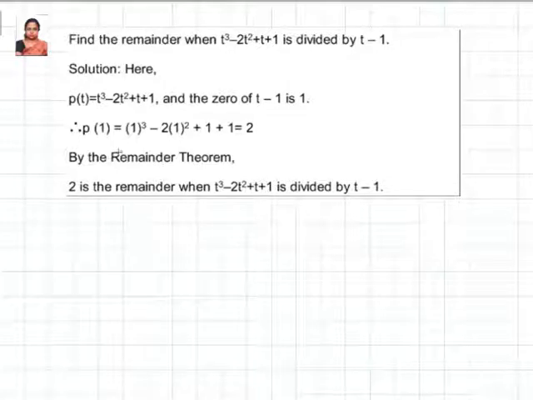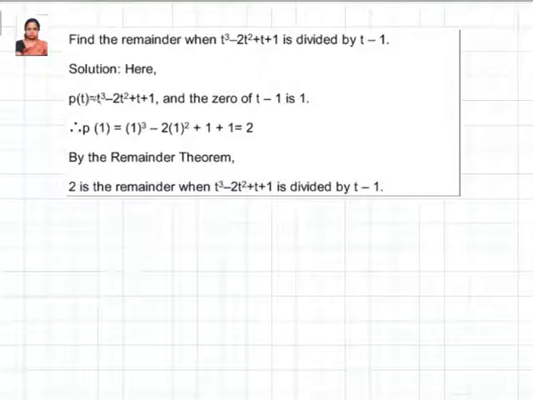It's a similar kind of problem with variables, and you just have to know how to do this one. Like here, you have t cube minus 2t square plus t plus 1 divided by t minus 1. So this is what is given. When it is t minus 1, you have to substitute t is equal to 1. When you substitute in the equation, whatever you get is going to be the remainder.